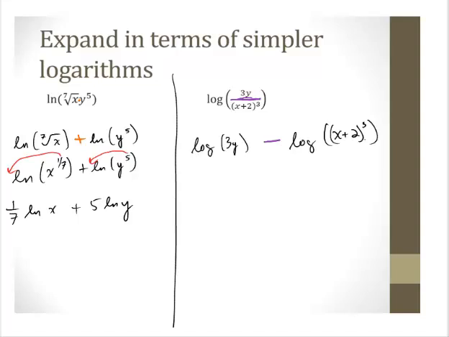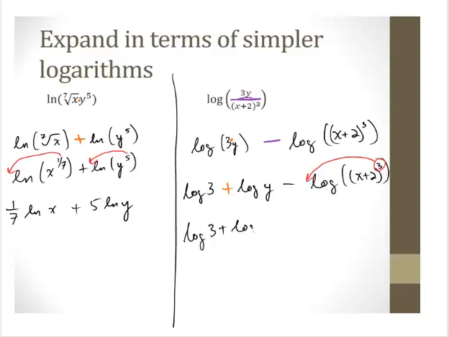Now, I still have a product here I can take care of. 3y is the same as 3 times y. So that becomes a sum of logarithms. Log 3 plus log y minus still log of x plus 2 cubed. Now, since I have this x plus 2 cubed, I can take this 3 and bring it as a coefficient on this logarithm. So I have log 3 plus log y minus 3 log of x plus 2.